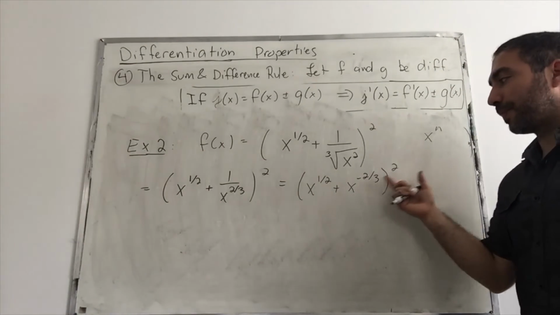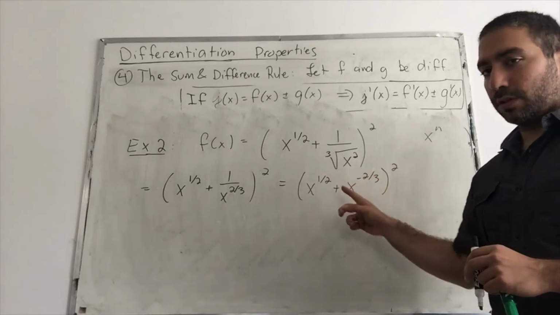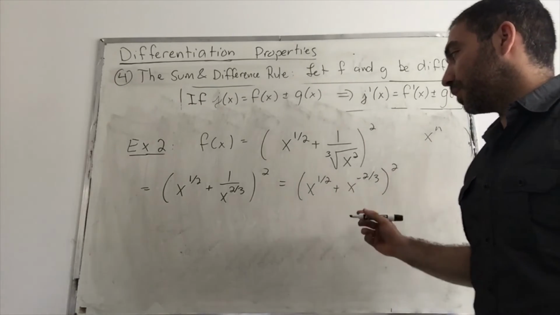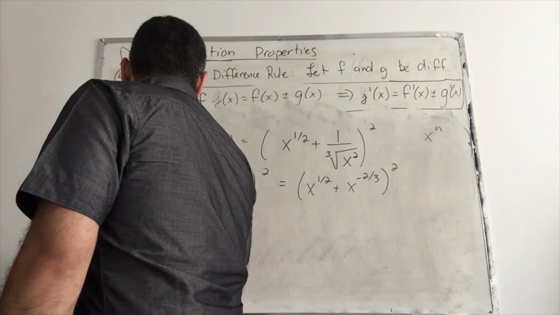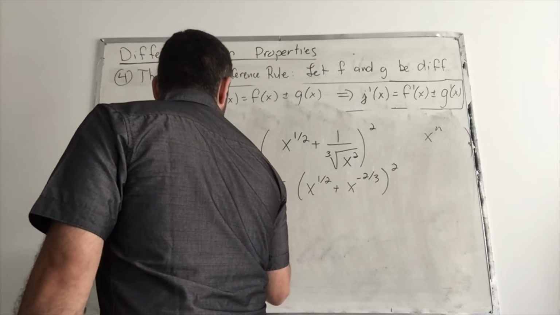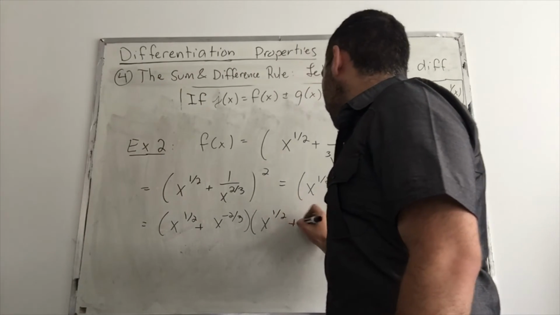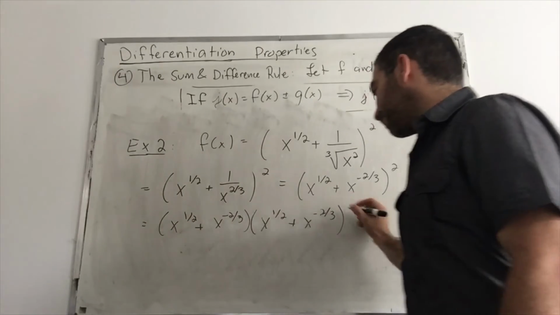Let's expand this. This thing squared is, and if you're thinking of distributing the 2 to the exponents, that's wrong. This is a binomial. This squared means you have to expand, you have to FOIL. So you should be thinking of it as x to the 1/2 plus x to the negative 2/3. You don't have to write all this down, but this is the way you should be thinking of it, times x to the 1/2 plus x to the negative 2/3. Okay, and now we FOIL.